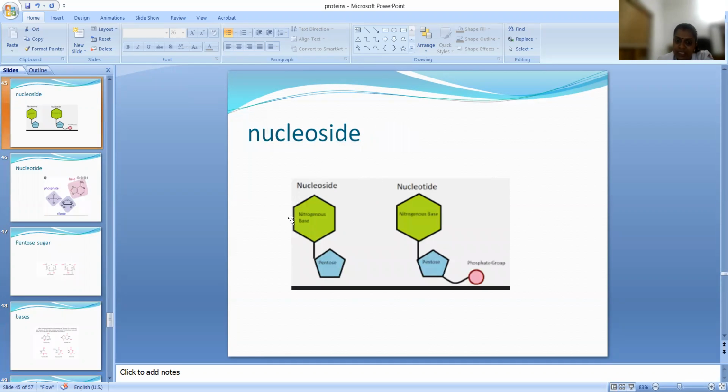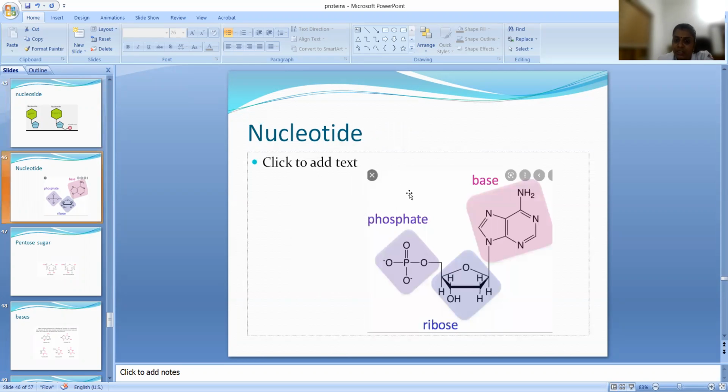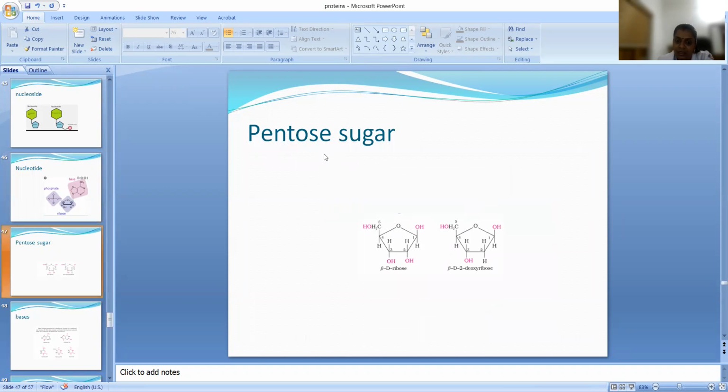First a nucleoside will form, which has a nitrogenous base and a pentose sugar. After that, a phosphate group will attach, and that results in the formation of a nucleotide. So a nucleotide in detail is like this: one ribose sugar, one base, and one phosphate. Let us see what the different types of sugar present are.